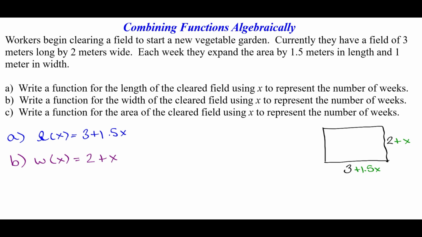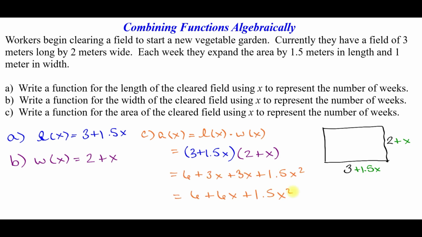And then C asks us to write a function for the area. So area of a rectangle is length times width. So I'm going to take the length function times the width function. So we get 3 plus 1.5x times 2 plus x, and then we just need to simplify. And we end up with 6 plus 6x plus 1.5x squared.